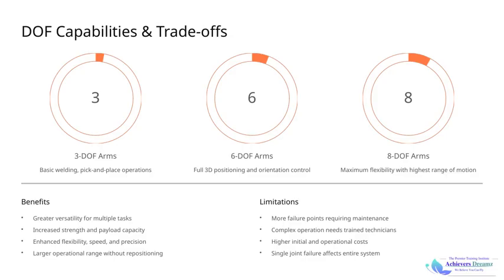More DOF means more potential failure points, which can require more maintenance. Complex operations also demand trained technicians to keep things running smoothly. And naturally, the initial setup and ongoing operational costs are higher. Additionally, if a single joint fails, it can impact the entire system's functionality, which is something to keep in mind when considering these systems for your operations. Ultimately, choosing the right DOF depends on balancing these benefits and limitations to meet your specific needs.